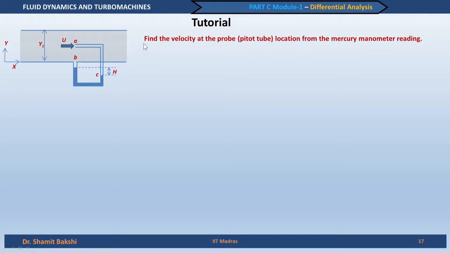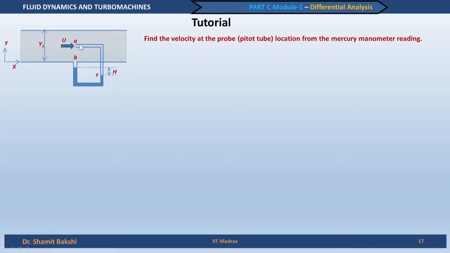So, let us explain the problem here. Let us say this is a flow again between 2 parallel plates or through a channel. We want to find out the velocity. This is actually a probe to measure the velocity. How does it measure the velocity? What we can do is put a particular tube here, which is called a pitot tube.